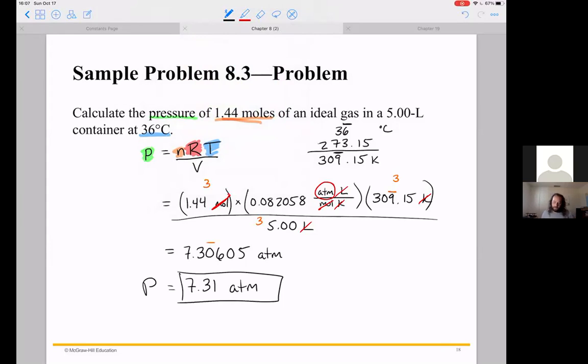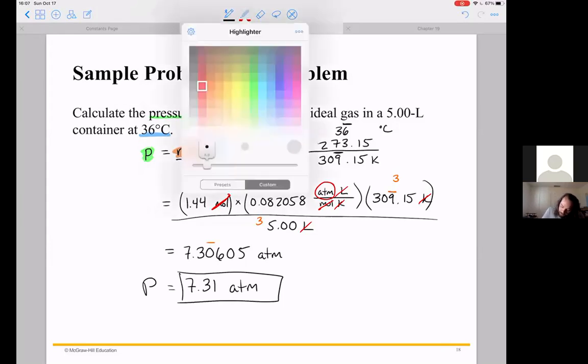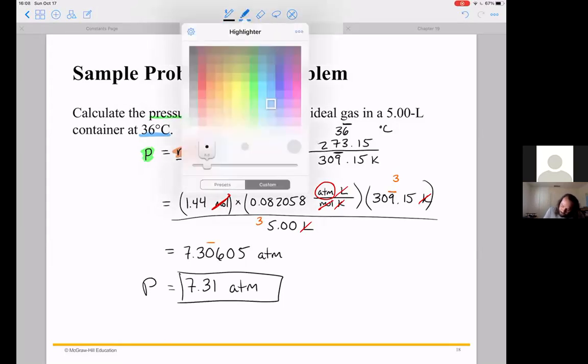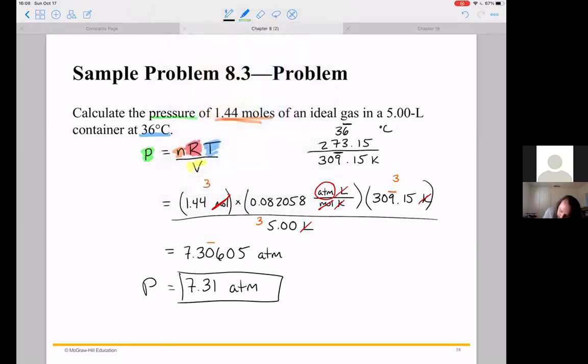Okay, again, I was given my variables. What hasn't been used? I was given number of moles is 1.44. R, we always know from the constants page. T was 36 degrees Celsius, which I then converted to Kelvin. And then the volume was 5 liters. So I had my 3 variables and I used them to solve for the 4th.